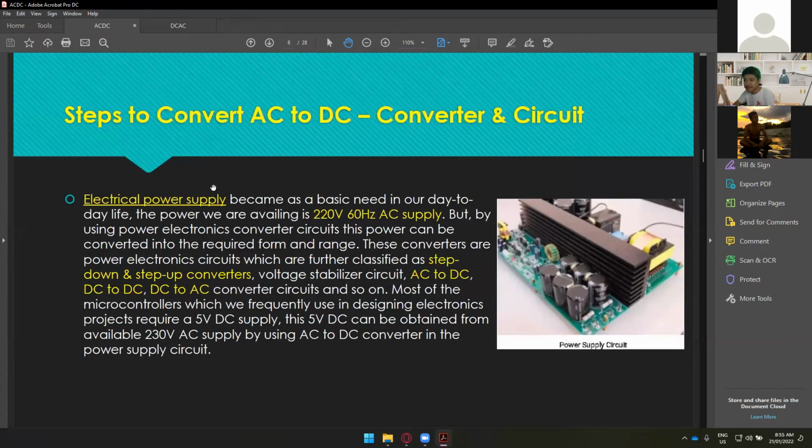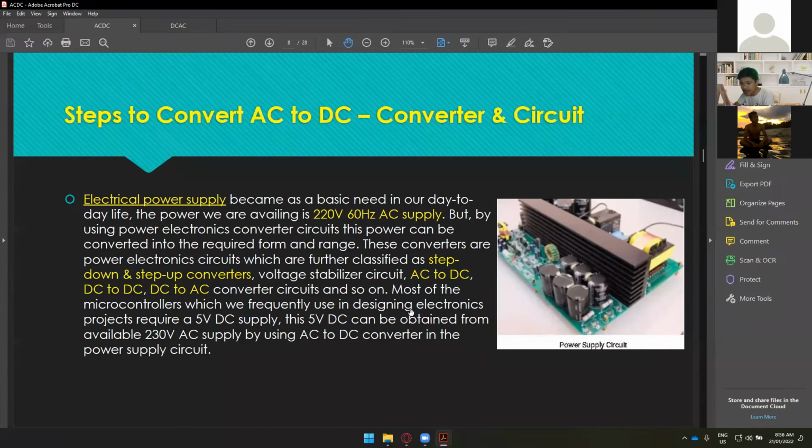So here are the steps to convert AC to DC. We actually have 4 different ways to convert AC to DC. So we can use an electrical power supply, wherein of course it's using a 220 volts AC supply, and then it will convert it into a pure DC, say pure 220 volts or pure negative 220 volts. This one could be a step down or step up converter, depending on the power supply.